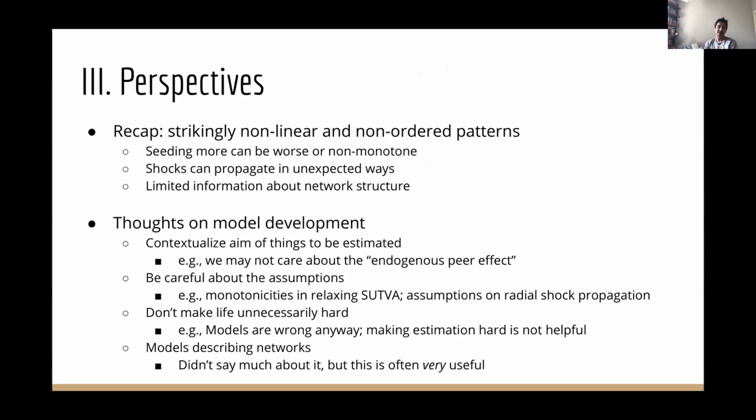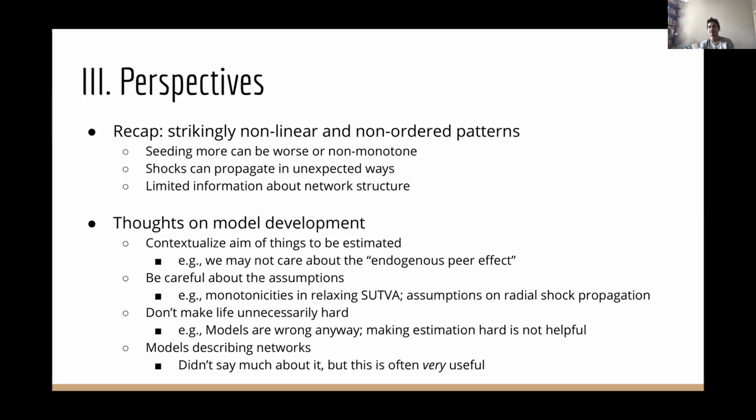Shocks can propagate in unexpected ways through the graph and change the incentives to rewire in very weird ways that don't look like a lot of models we write down. And there's a hell of a lot of limited information about graph structure out there. And so in terms of thinking about model development, I think there are 4 points that I take away. The first is that contextual goals are important.